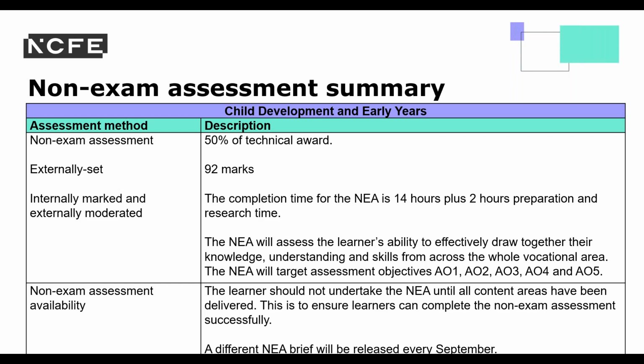So on this slide is an example of the NEA summary from child development and care in early years. In all subject areas, the NEA is either 60% or 50%, and it's 50% in child development and care in early years and health and social care, and this has a set total of marks. A different NEA brief will be released every September, and it targets assessment objectives AO1, AO2, AO3, AO4, and AO5.